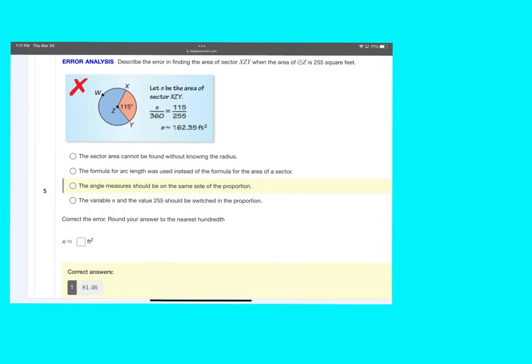Okay. Hang on, Santi. Let me go over these 2 questions. Sonny, if you sit down. I thought we were done. No. Number 5 said describe the error in finding the area of the sector when the area of Z is 255 square feet. So if I'm trying to find the area of the sector, I need 115 over 360 times the area of the circle, which is 255.